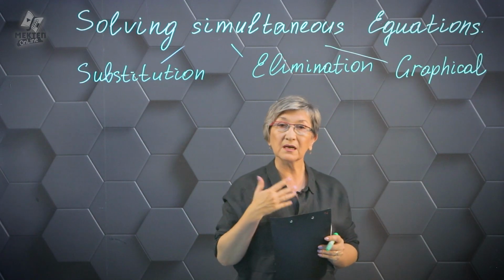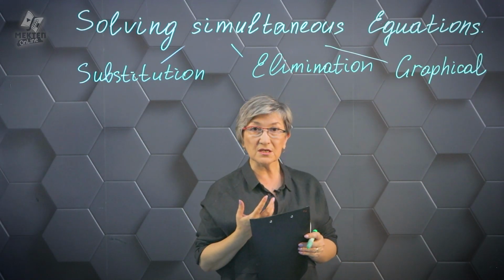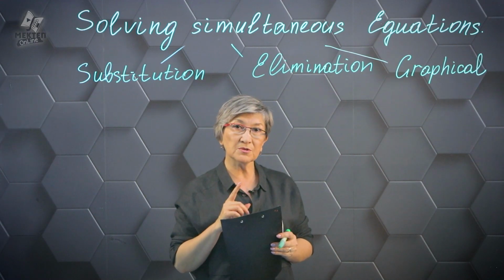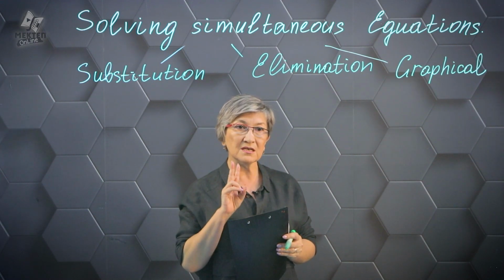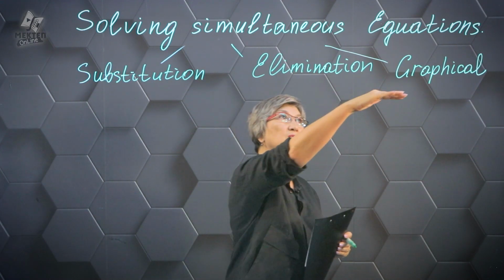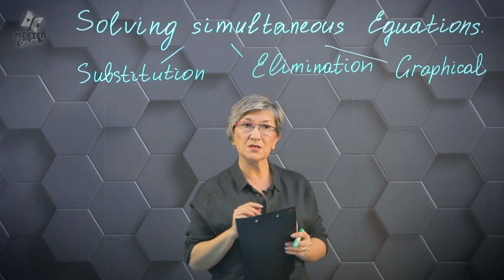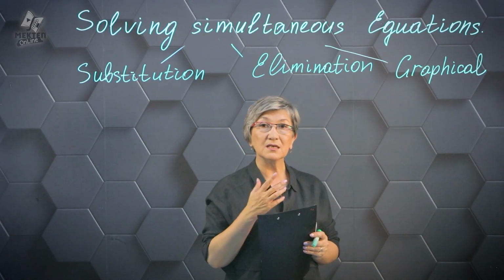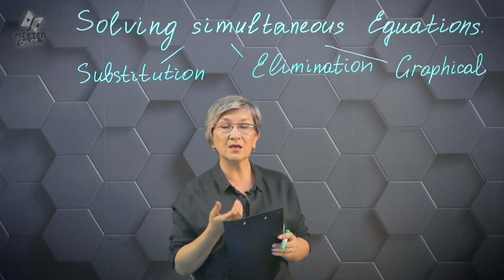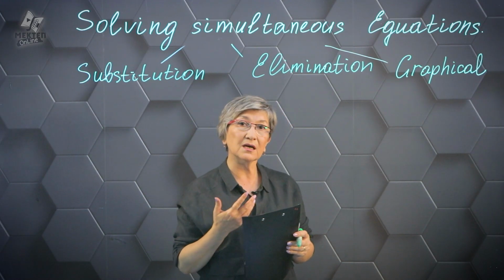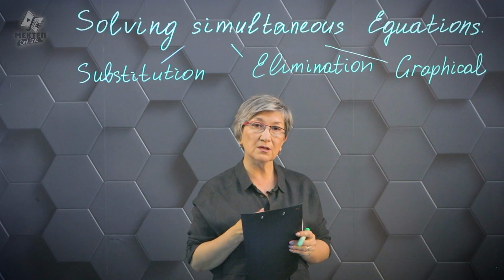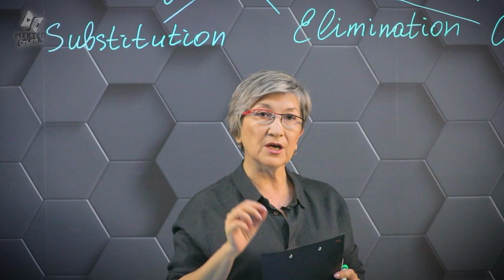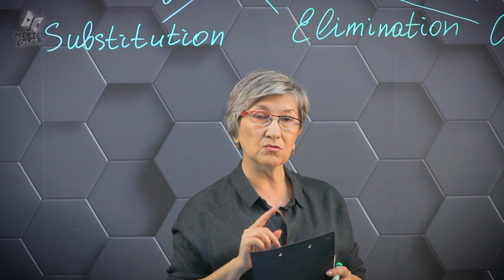And the third way is the graphical way. The graphical method is the solution by means of graphs. If there are two equations in a system, then in order to solve this system graphically, we must first graph these functions and then find the point of intersection of the graphs, or prove that these graphs have no intersection. Today we will learn how to solve using the substitution method.